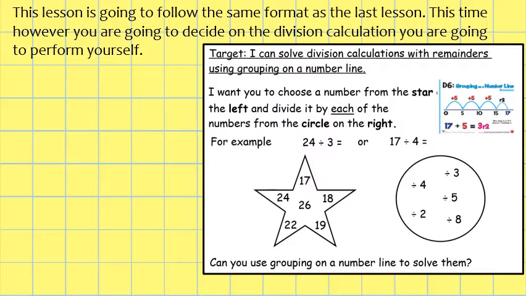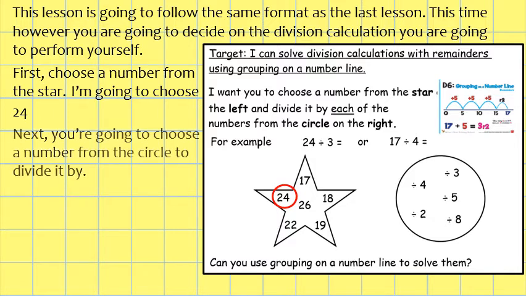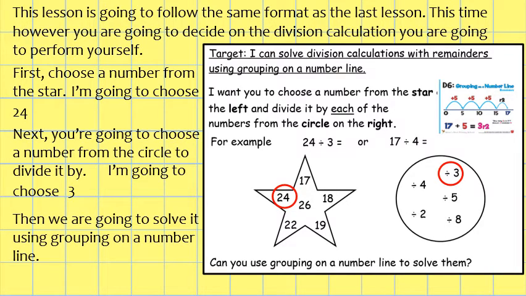This lesson is going to follow the same format as the last lesson. This time, however, you are going to decide on the division calculation you are going to perform yourself. First, choose a number from the star. I'm going to choose 24. Next, you're going to choose a number from the circle to divide it by. I'm going to choose 3. Then we are going to solve it using grouping on a number line.